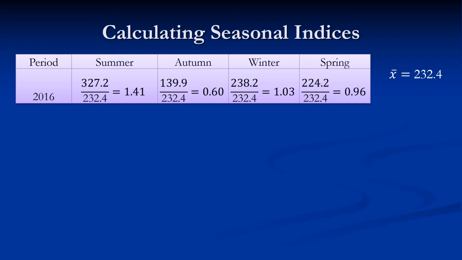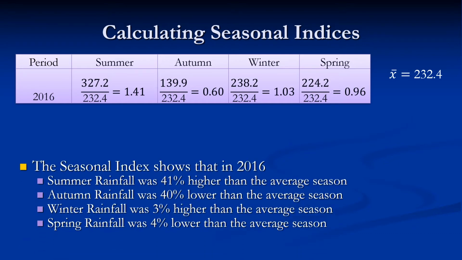In autumn, we had 139.9 divided by that mean of 232.4 to get 0.6, so 60%. Or 40% less than normal. And then winter 238 divided by 232.4, so that's pretty spot on, just 3% above. And spring, well, 224.2 divided by 232.4, so 0.96 or 4% lower.